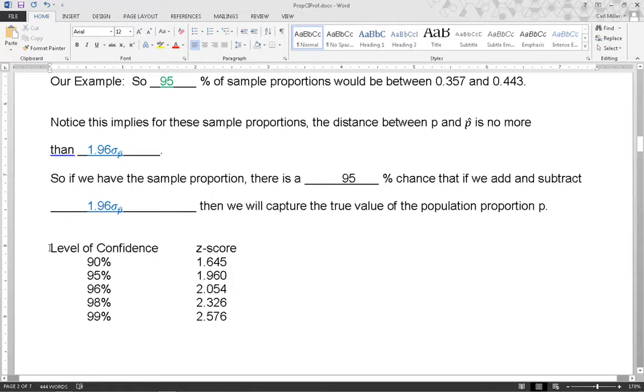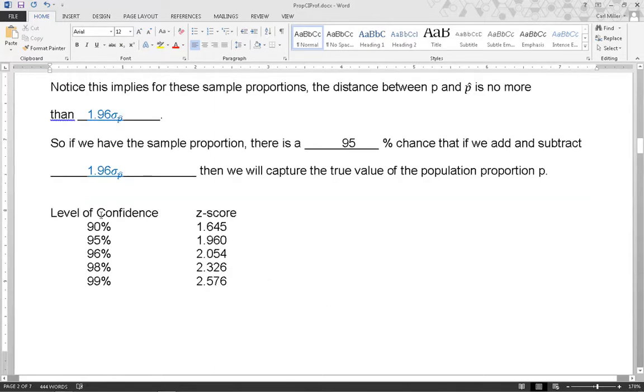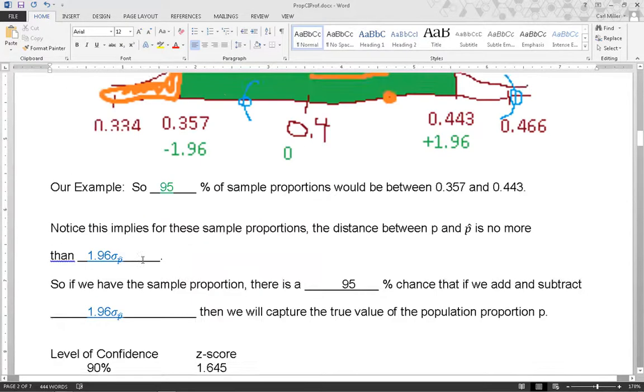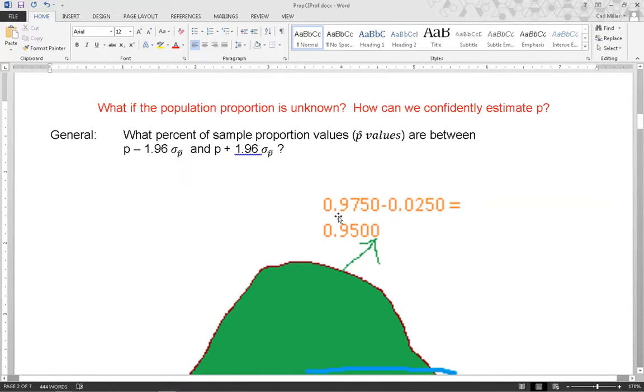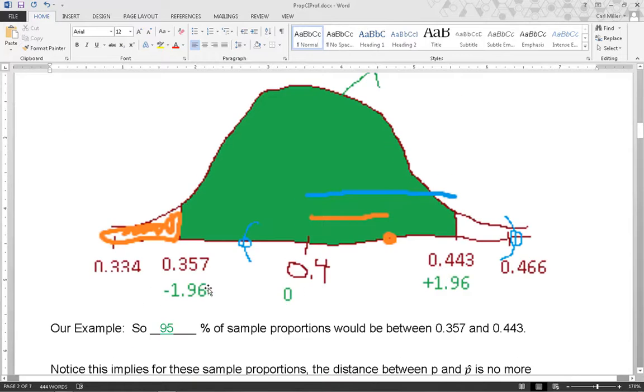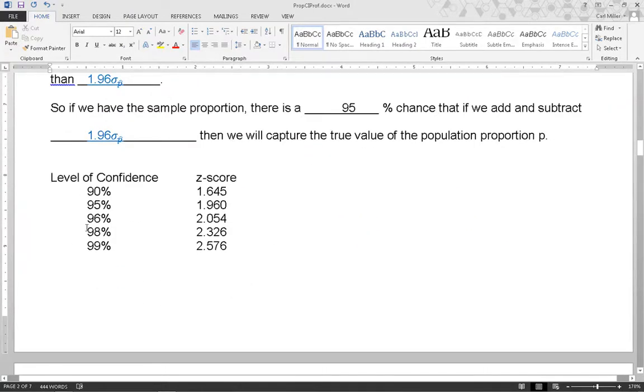Now what we're going to talk about are different values we could use. In this particular case, we looked at 95% being the value trapped in the middle of the graph. We can actually do this for several different values, and we are going to call these the level of confidence.